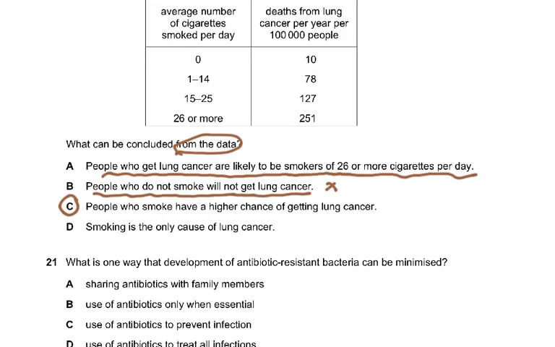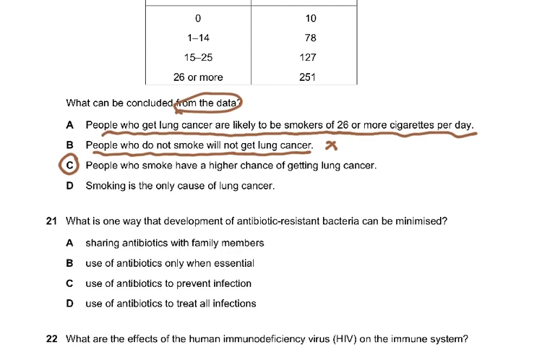So this is one way of doing this question. Then coming on to question number 21. What is one way the development of antibiotic resistant bacteria can be minimized? Now this is a very important syllabus point. Use of antibiotics only when essential.